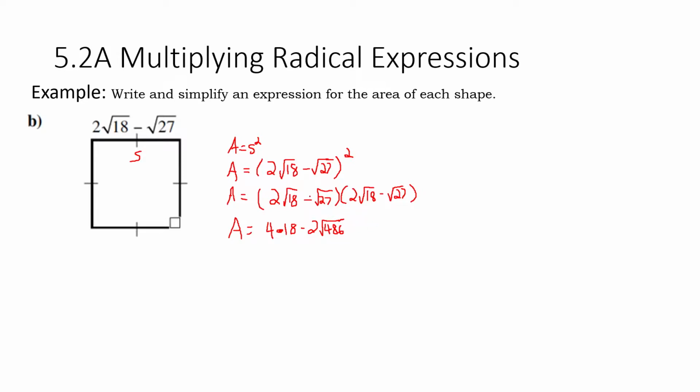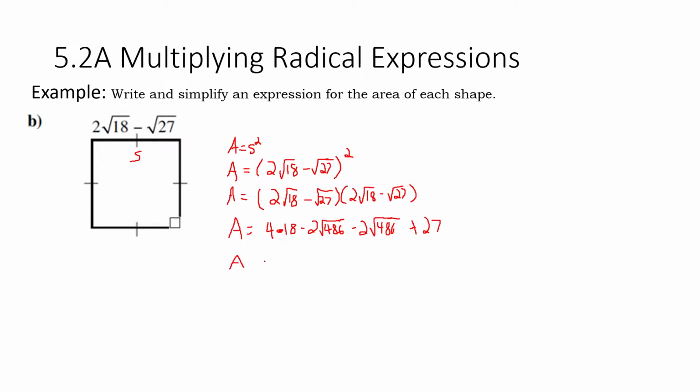And then negative 1 times 2 is going to be negative 2 again. And then root 27 times 18, we just did that one, is root 486 underneath the radical. And then root 27 times root 27, and negative times negative is positive. We're squaring that number, root 27 times root 27 is going to be 27.